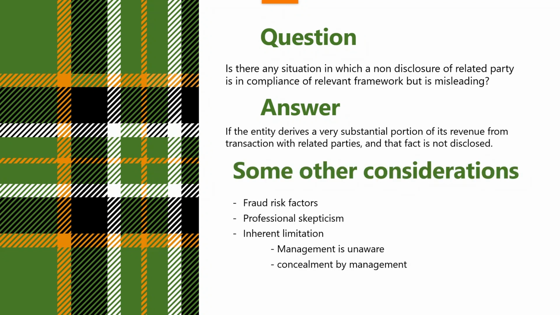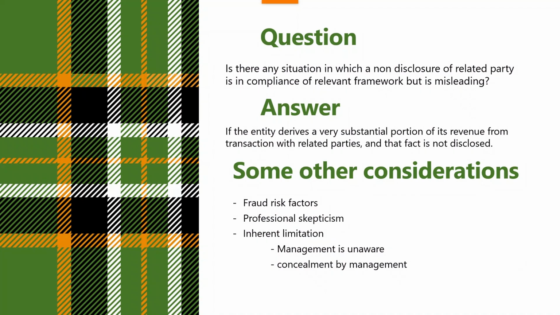Management is not always aware of related parties. Sometimes management may unintentionally hide relationships. These are inherent limitations in an audit. Because of this, the auditor must apply professional skepticism. This is why they must always question and verify information.